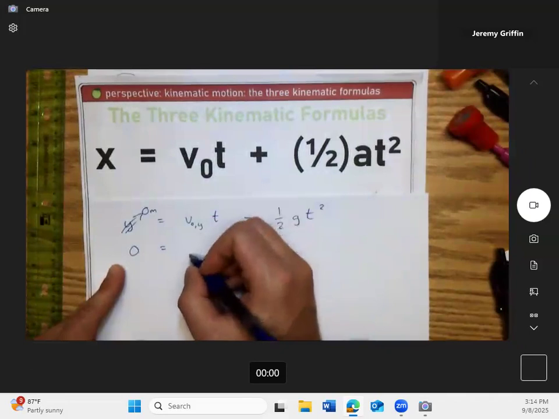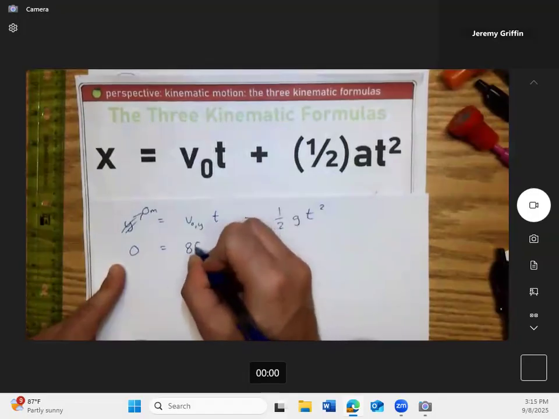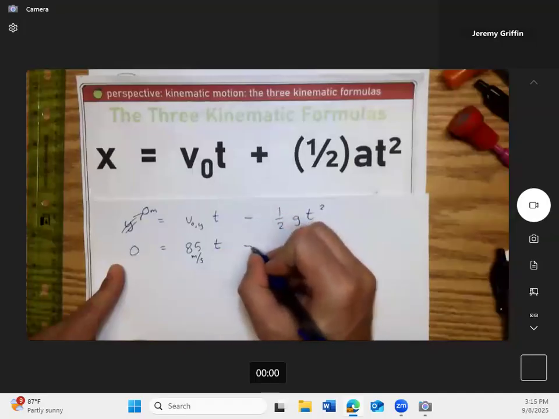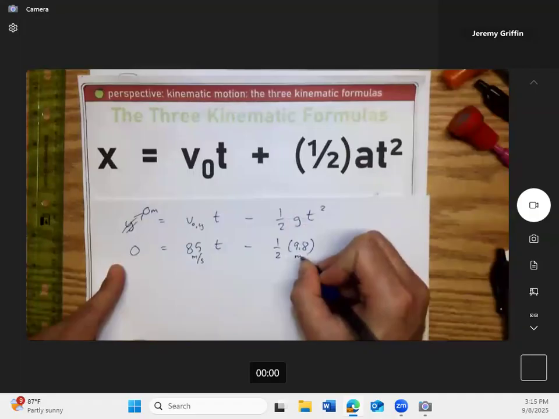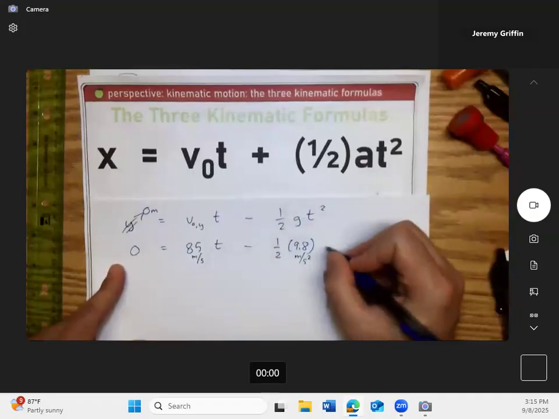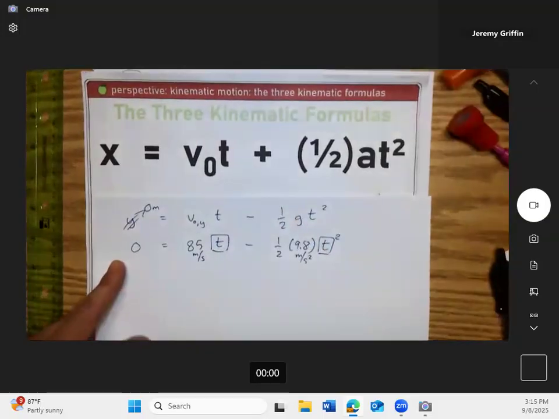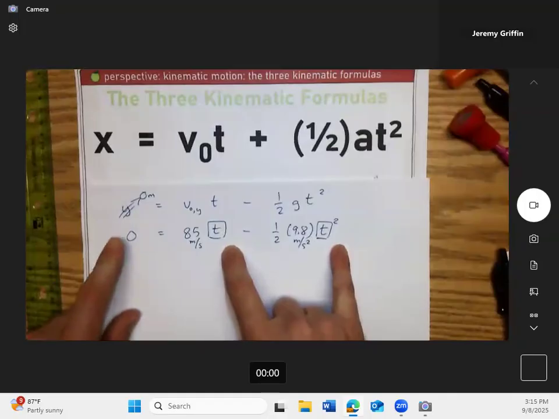In place of v naught y, I'll go ahead and write in my number, which is 85 meters per second there. We got a t here, and then minus 1/2 of 9.8 meters per second squared. I took the negative out already. And then t squared. Basically, we're solving for t, which almost looks like it's asking for a quadratic equation.